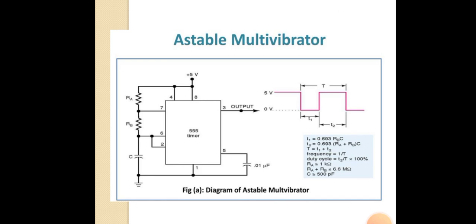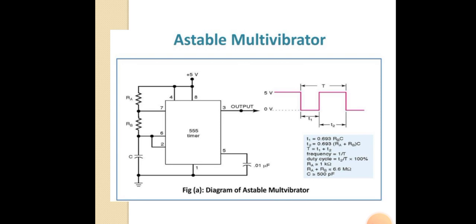The second mode is the astable multivibrator. So this is the circuit for the astable multivibrator. An astable multivibrator is constructed by connecting the external timing capacitor between the trigger point and ground. It splits the external timing resistor R into RA and RB and connects their junction to the discharge terminal, that is pin 7. It removes the trigger input. The monostable is converted to an astable multivibrator.